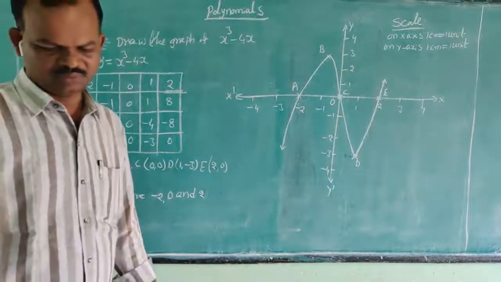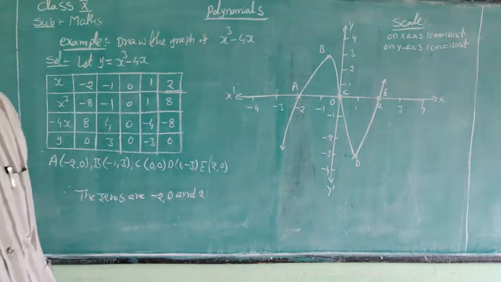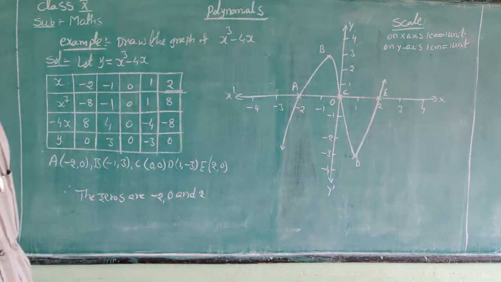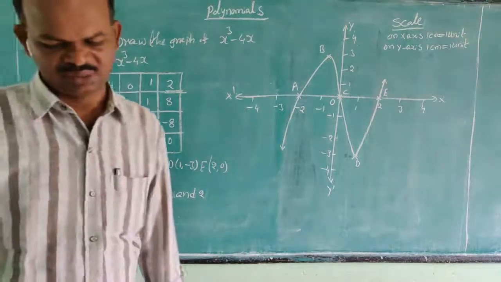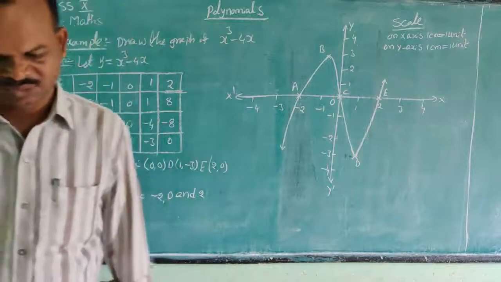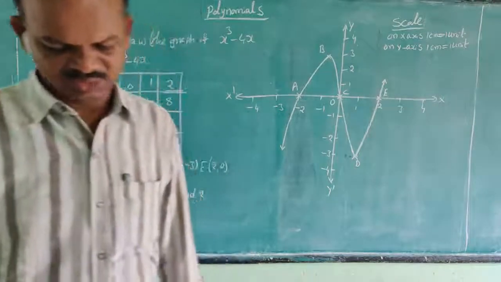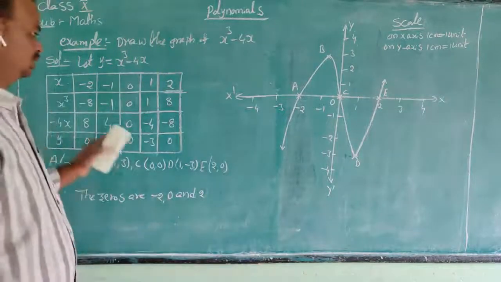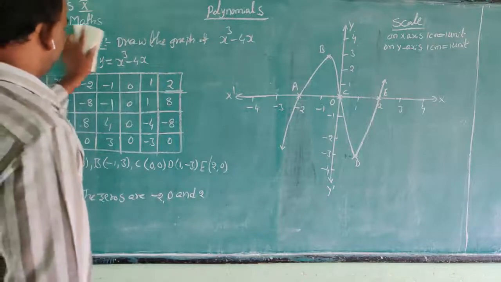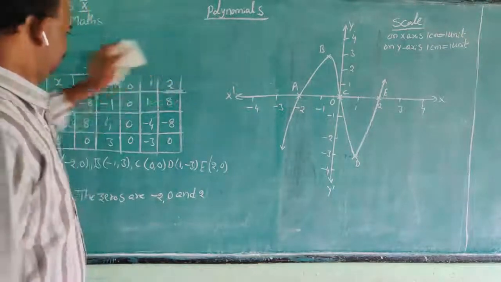Graphs on page number 57. There are two graphs. The first one is y is equal to x cube, and the second one is y is equal to x cube minus x square. We will draw the graphs also.